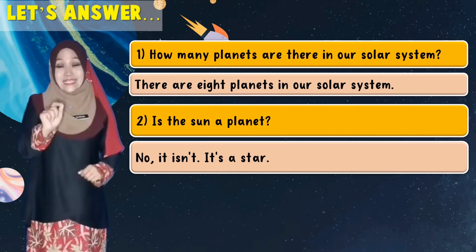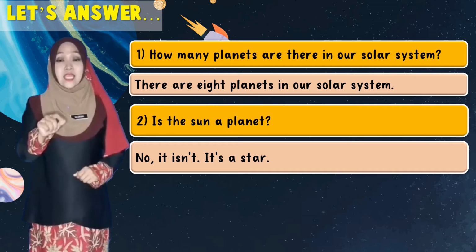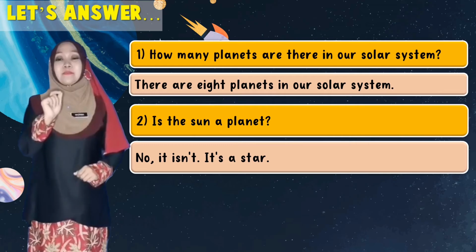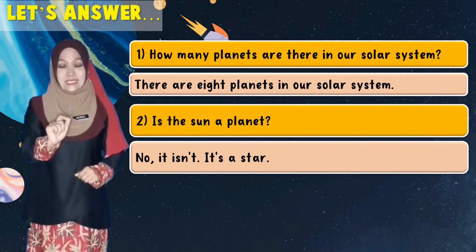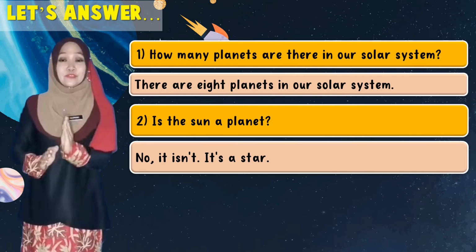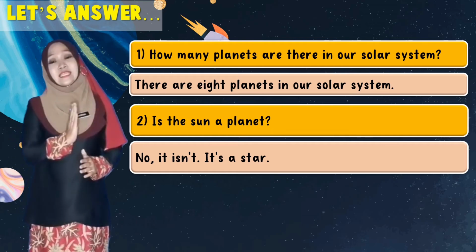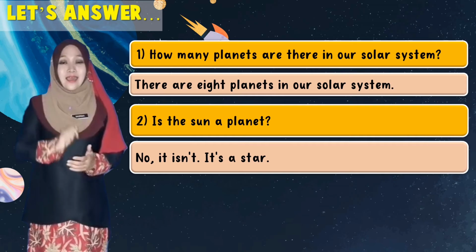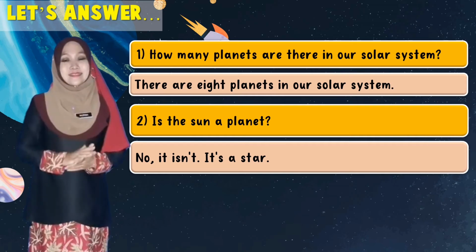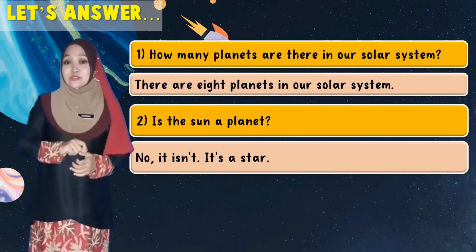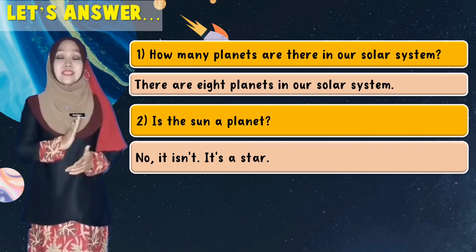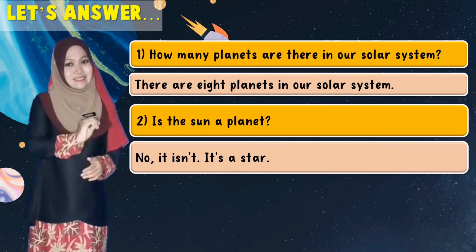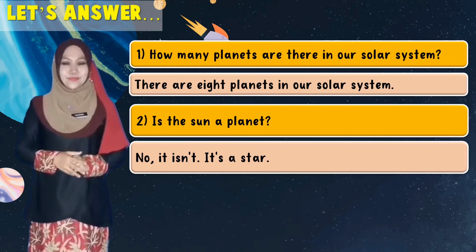It isn't. Isn't. After the letter N, we put apostrophe before the letter T. After that, we put full stop. And we continue the answer with capital letter I. It's. We put apostrophe after the letter T before the letter S. It's a star. Full stop.